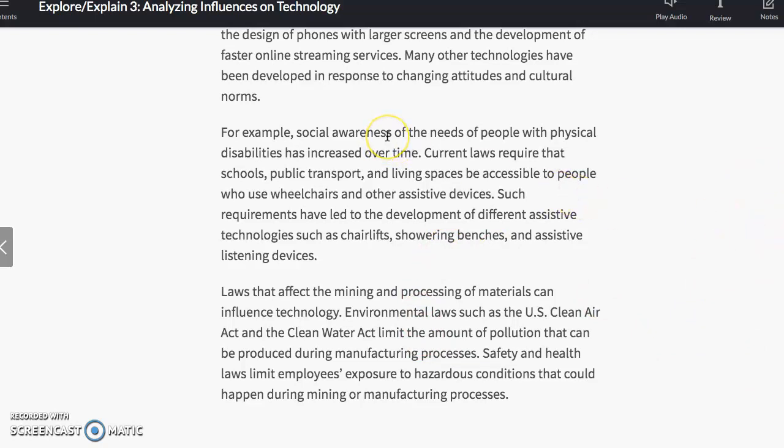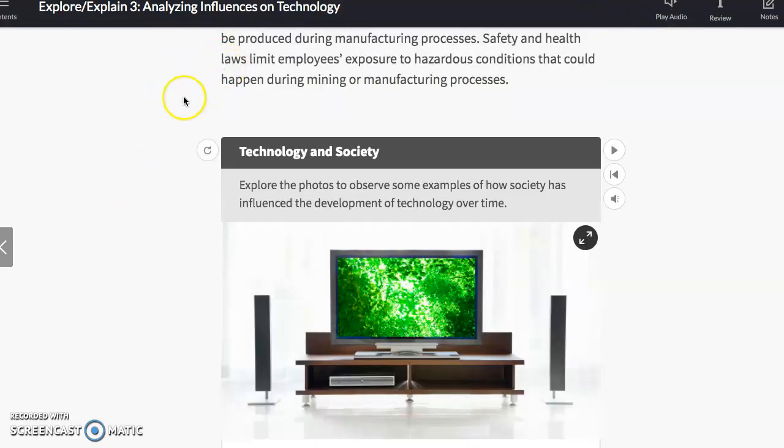But people with physical disabilities need to also have access, so technology can also help them with wheelchairs and showering benches and assistive listening devices. Even on this program, there is the ability for it to play audio to read this to you, and that is technology at work.